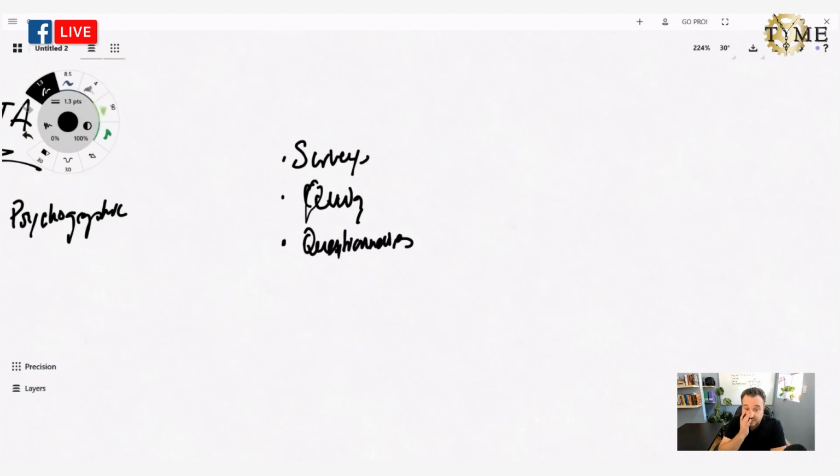Okay, and the reason I love these things so much is that you can build out really short ones. Really tight ones, really quick ones, right? Anything between 1 and 3 questions.